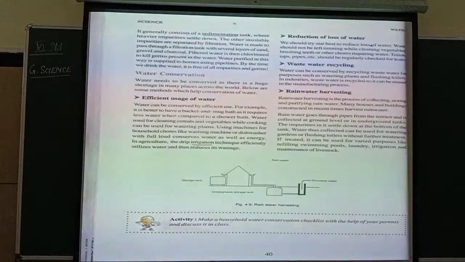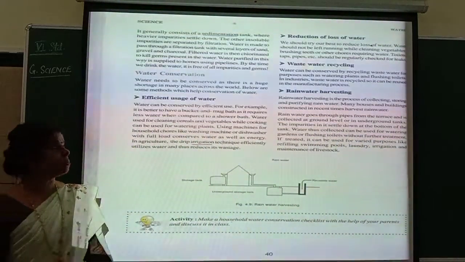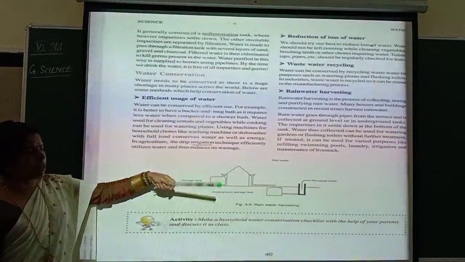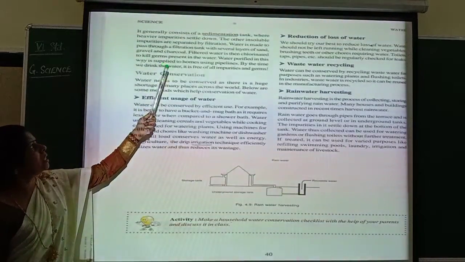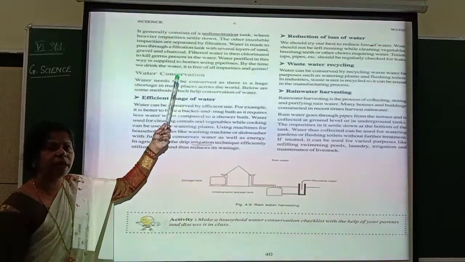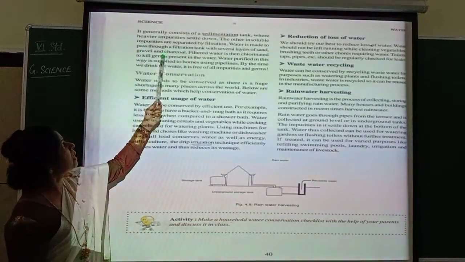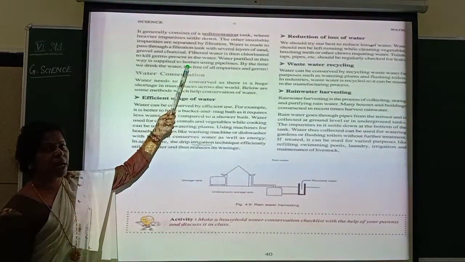Yes, so next what happens? After that purification, it's coming to your houses, isn't it? It generally consists of a sedimentation tank. Already I have explained that sedimentation tank, where heavier impurities settle down. If there are impurities, they will be settling down in these sediments. The other insoluble impurities are separated by filtration. Again, it is passing through coal, sand, gravel and all that.